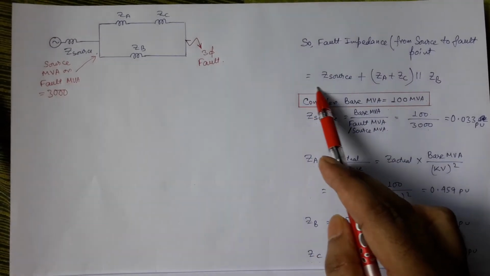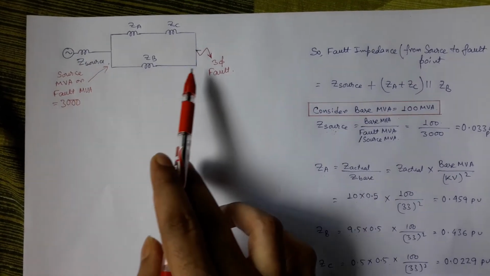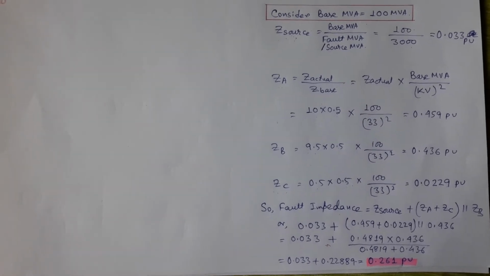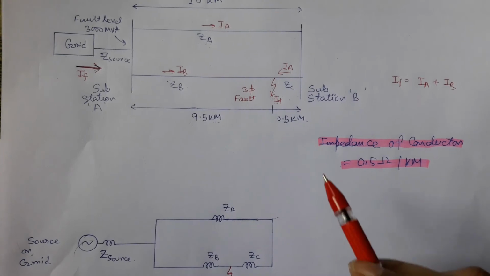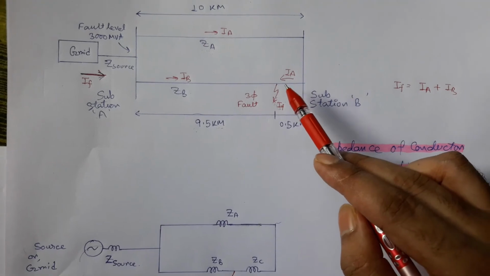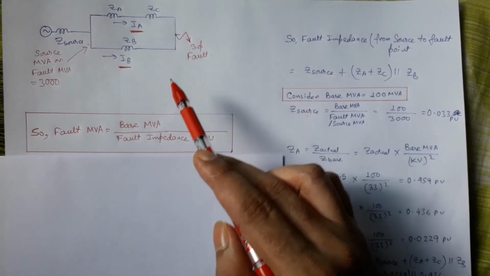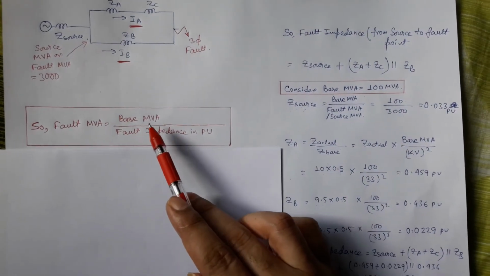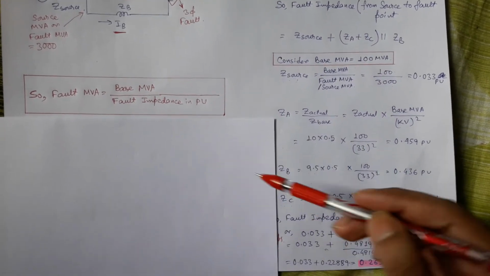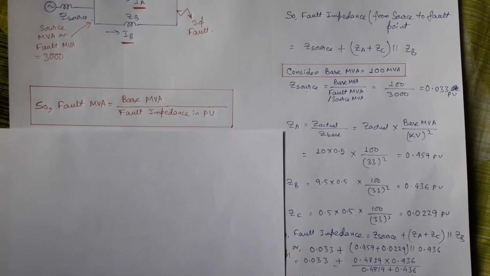As all parameters of this equation are known, we can find the fault impedance between this and this point, which is 0.261 per unit as shown here. To know fault current IF at this point, we will first calculate fault MVA of this point. Three-phase fault MVA of this point can be calculated by using this formula, where base MVA is 100 and fault impedance is 0.261 per unit, which we already calculated.